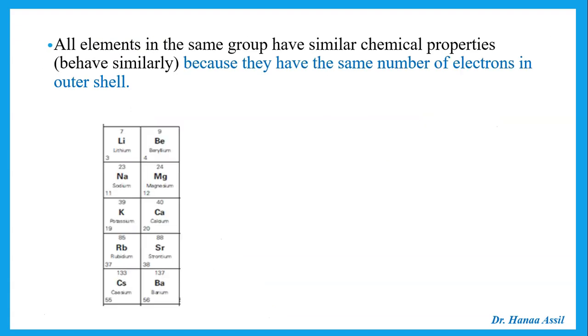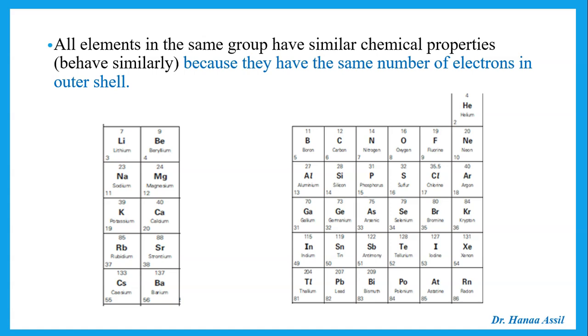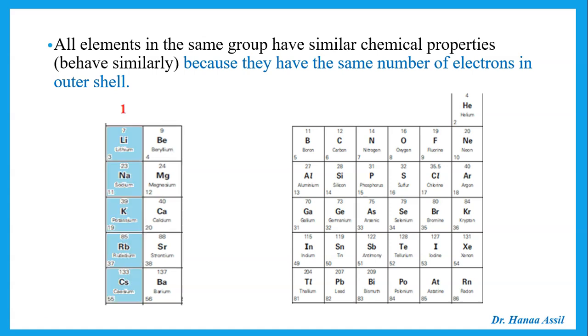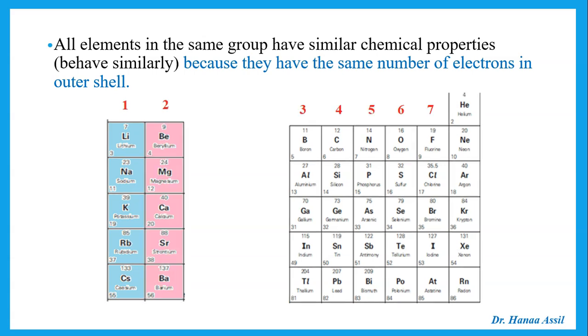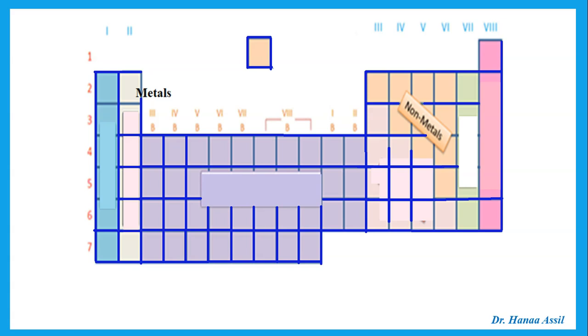And we know that all elements in the same group have similar chemical properties. So everything in group 1 will have similar chemical properties because they have the same number of electrons in the outer shell. Chemical properties are determined by the number of electrons in the outer shell. They do the same kinds of reactions because they have the same number of electrons in the outer shell and, of course, the same electron distribution.